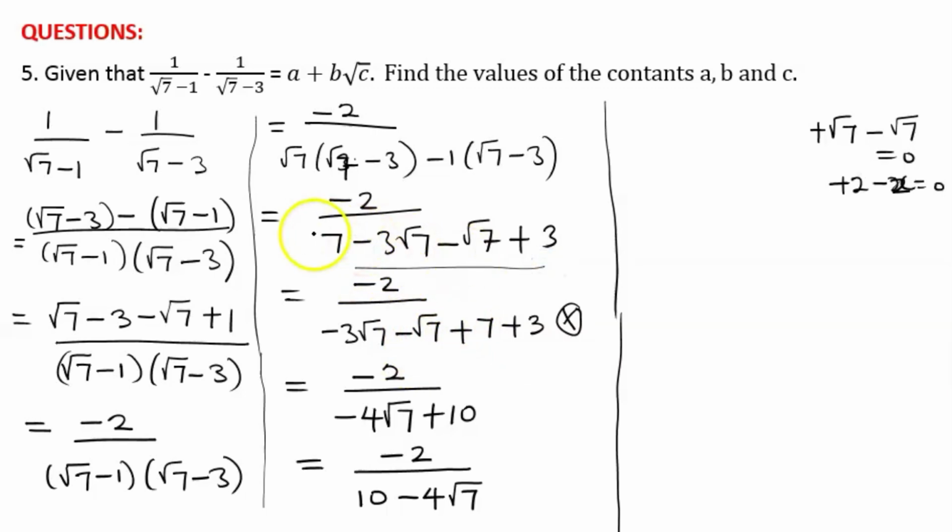This very one is by multiplying root 7. Multiply by root 7, that's root 49. Root 49 is 7. Then root 7 multiplied by negative 3 is going to give us negative 3 root 7. Then minus 1 multiplied by root 7 is going to give us negative root 7. And negative 1 multiplied by negative 3 is going to give us positive 3. All right. So this is how we got this.